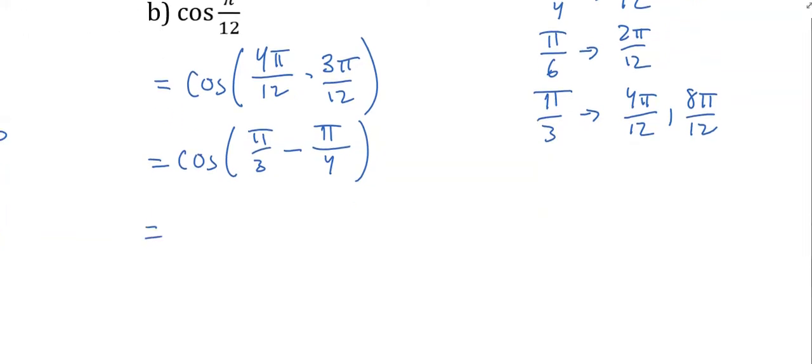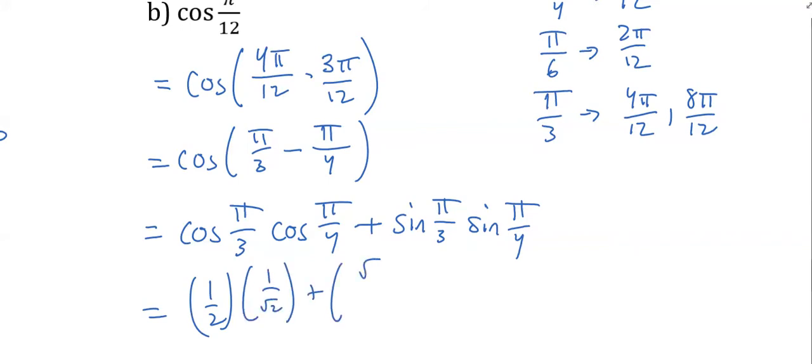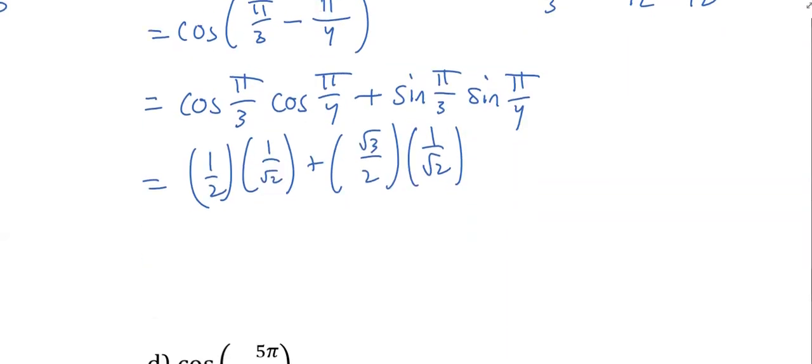Okay, so let's do this again quickly. Cos A, cos B, plus sine A, sine B. Cos pi by 3 is a half. Cos pi by 4 is 1 over root 2. Sine of pi by 3 is root 3 over 2. Sine of pi by 4 is 1 over root 2. We get a common denominator again, and I get 1 plus root 3 over 2 root 2.